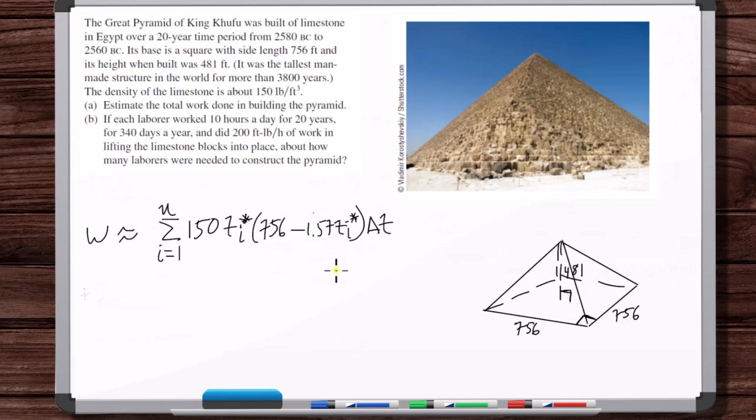Okay, so let's do that. Let's take the limit as n goes to infinity of this. That's equal to the work done, since we're taking the limit as n goes to infinity. It goes from 1 to n.